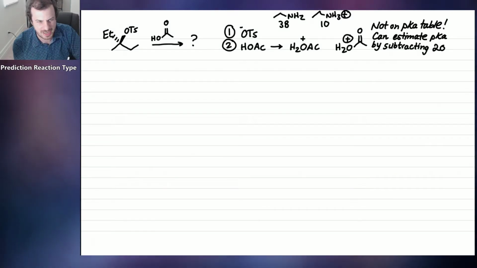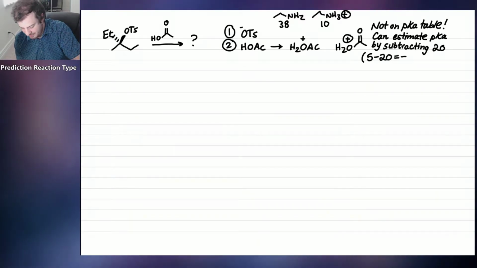And you can look at the pKa table at a few other examples, like the alcohol versus the protonated alcohol. It's about a 20 difference. So we can estimate the pKa of this protonated carboxylic acid as 5, which is the pKa of the carboxylic acid, minus a pKa penalty of 20 for being protonated, gives us negative 15 as our possible pKa value for our protonated carboxylic acid. In other words, this is a terrible base.